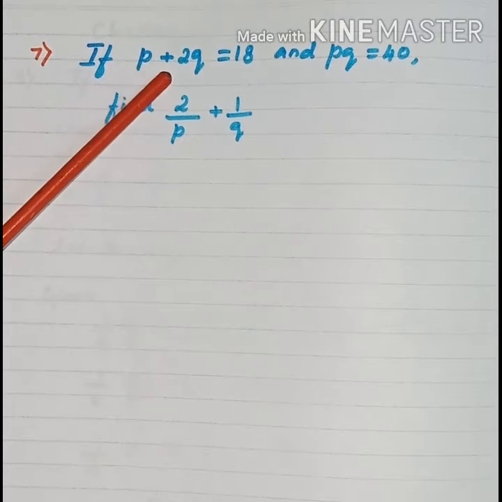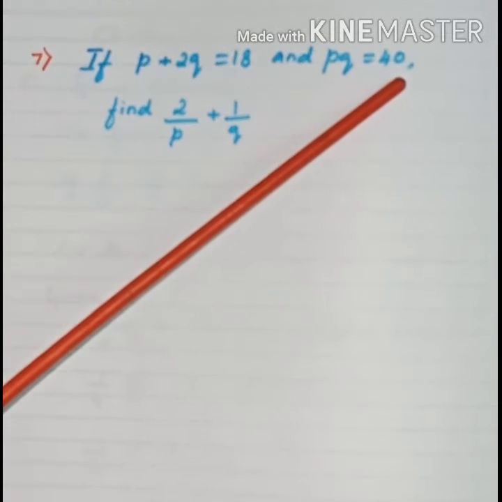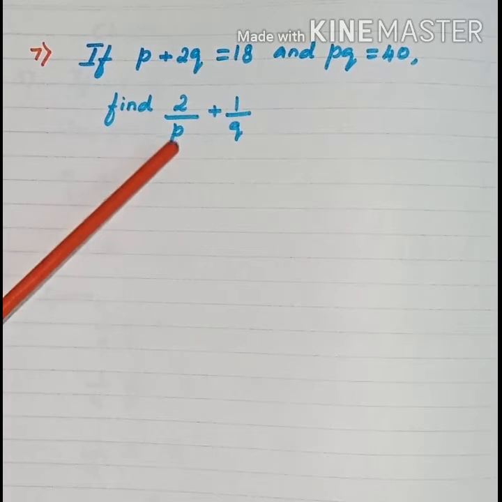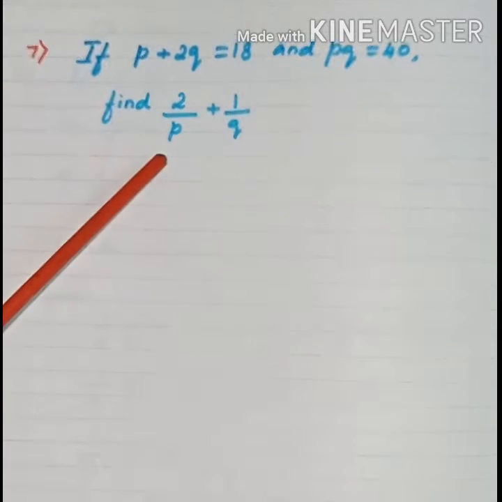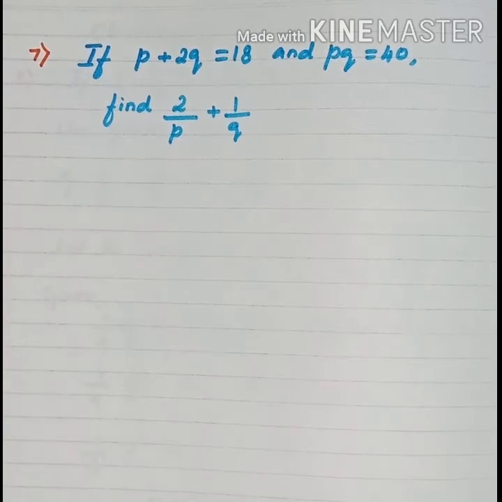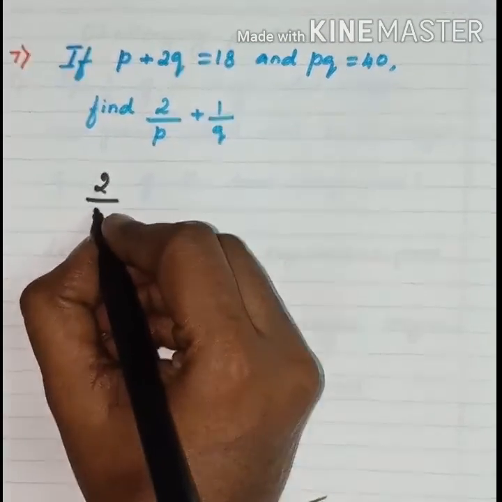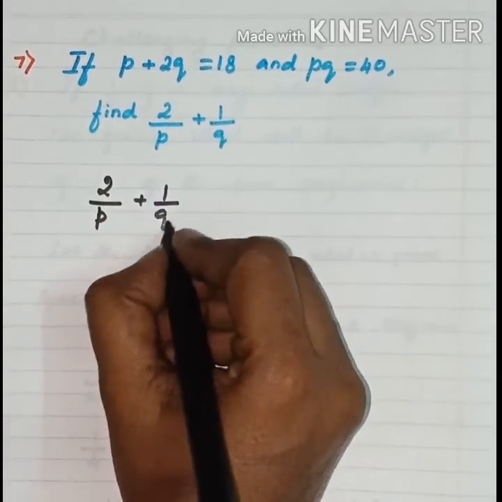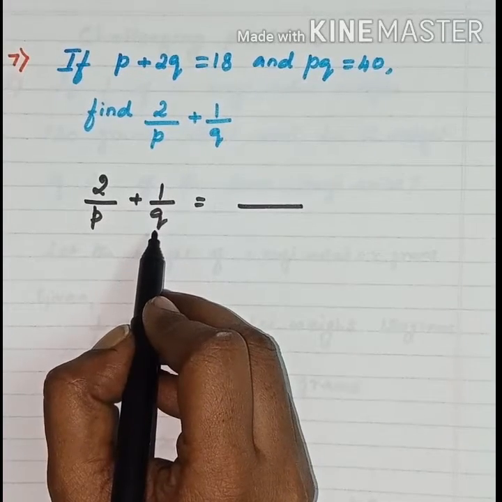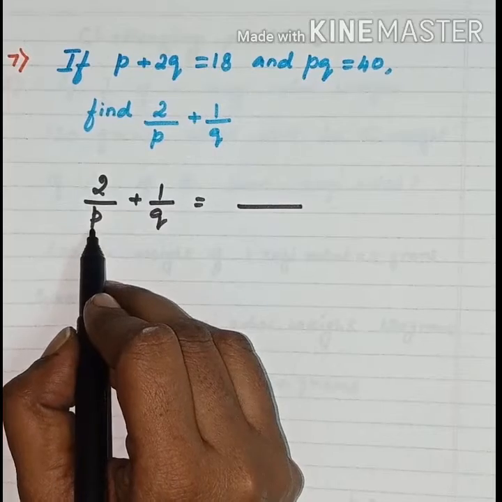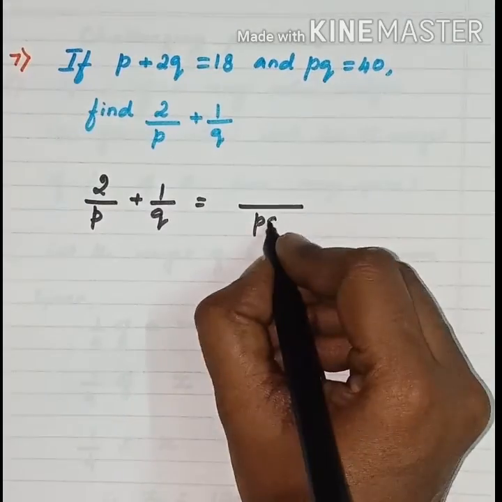If P plus 2Q is equal to 18 and PQ is equal to 40, find 2 by P plus 1 by Q. We are going to find the value of 2 by P plus 1 by Q. We know that if the denominators are different, we have to take LCM. Instead of LCM, we'll multiply the denominators. P into Q is nothing but PQ.